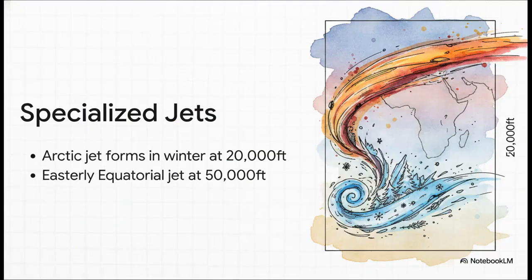And there are other highly specialized jets, too. The Arctic and Antarctic jet streams reach about 80 knots, but they only even form during winter, running at about 20,000 feet. On the totally opposite end of the spectrum, you've got an easterly equatorial jet speeding up to 80 knots over the Indian Ocean and Africa, hovering at an absolutely incredible altitude of 50,000 feet.